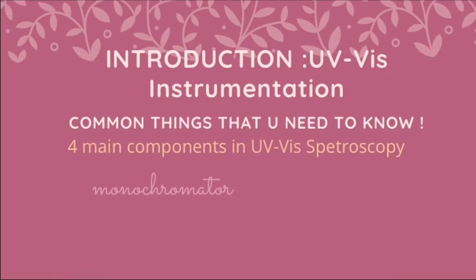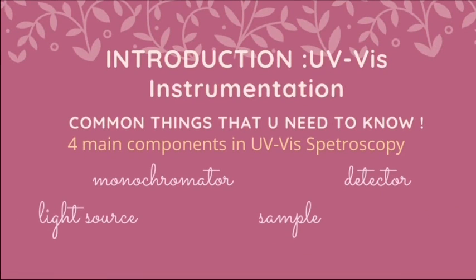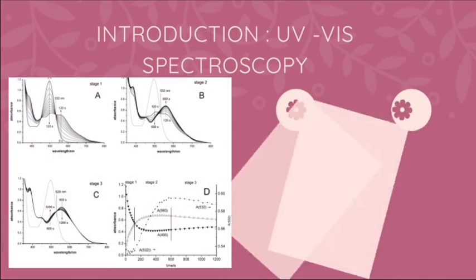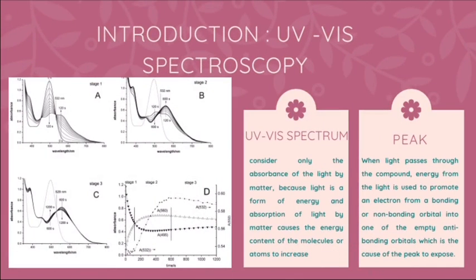Common things that you need to know in UV-VIS instrumentation: there are 4 main components in UV-VIS spectroscopy. The 4 main components are light source, monochromator, sample, and detector. UV-VIS spectrum considers only the absorption of light by matter, because light is a form of energy, and absorption of light by matter causes the energy content of the molecules or atoms to increase.